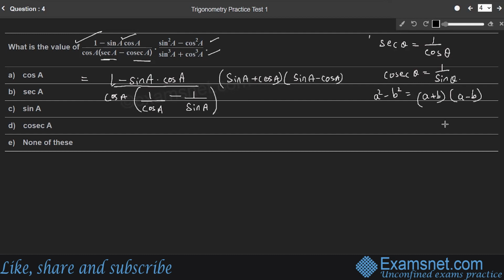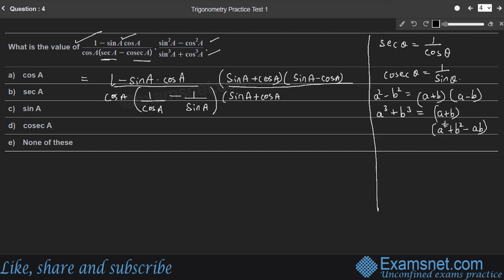Sine A minus cos A, right? So divided by, the denominator of the second term is in the form of A cube plus B cube. Sine cube A plus cos cube A is equal to, A cube plus B cube is A plus B into A square plus B square minus AB. Therefore, sine cube A plus cos cube A becomes sine A plus cos A, which is A plus B, into sine square A plus cos square A minus sine A into cos A, minus AB, right?